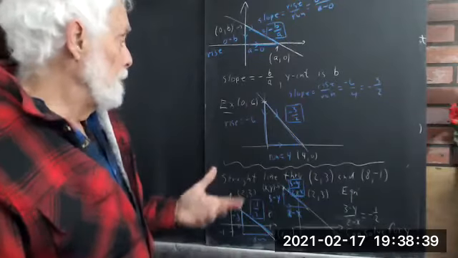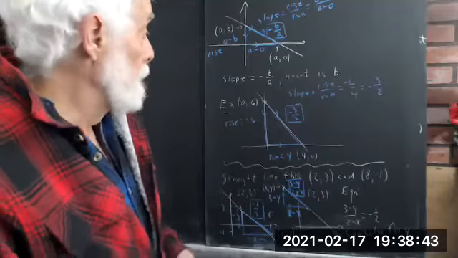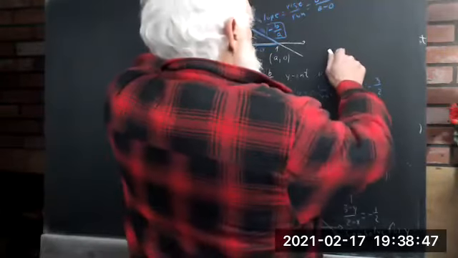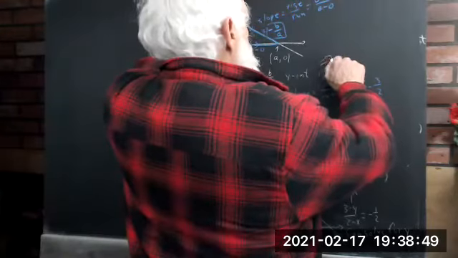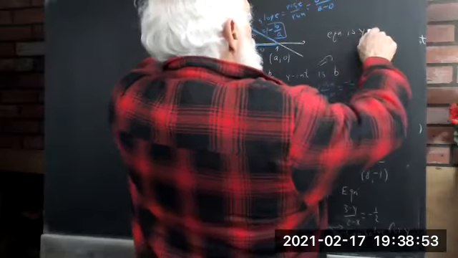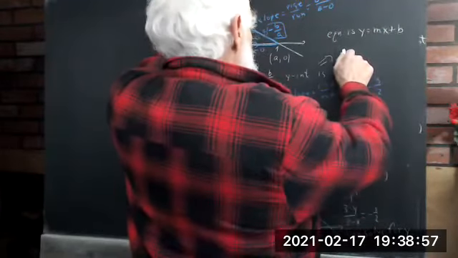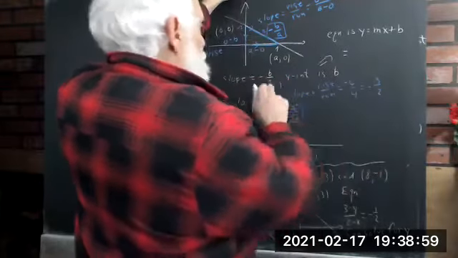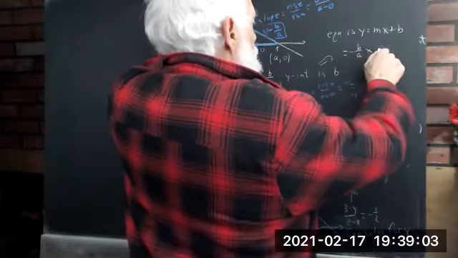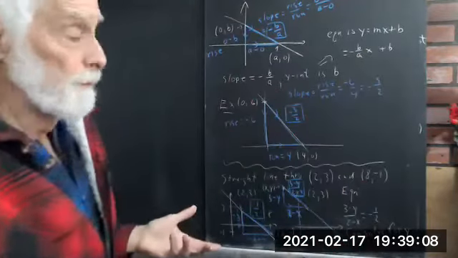So we can write the equation of the line. Now, I think I never did write the equation of the line, but the equation is y equals mx plus b. And that then equals, since m is negative b over a, times x plus b.